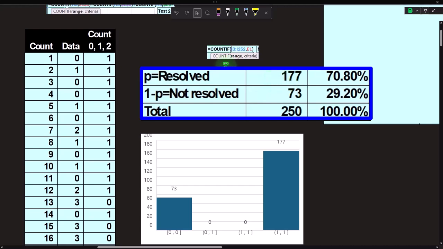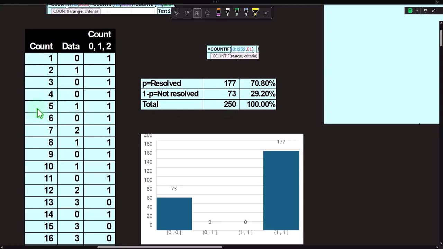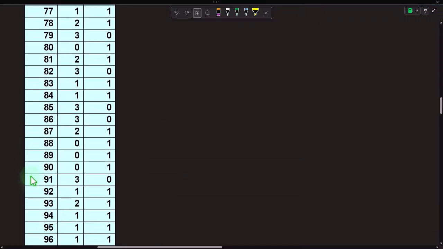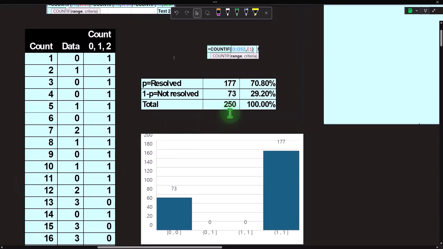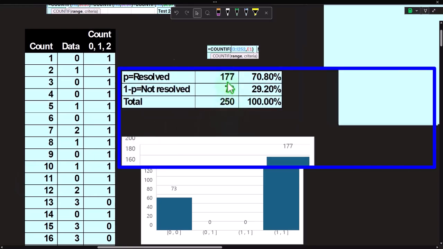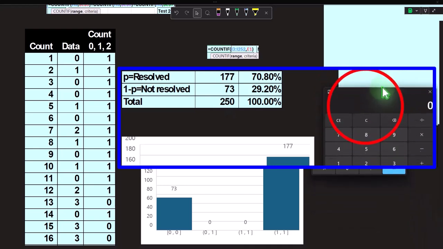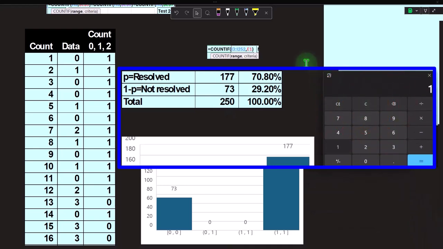So if we count these, then we're looking to count all the ones that now have a 1 in them, which comes out to 177. And then if we count all of the ones that have a 0 with this formula, it comes out to 73. So the total number here was 250 that we did. I probably didn't save all of them. 250 total, and 177 are resolved, 73 are not resolved.